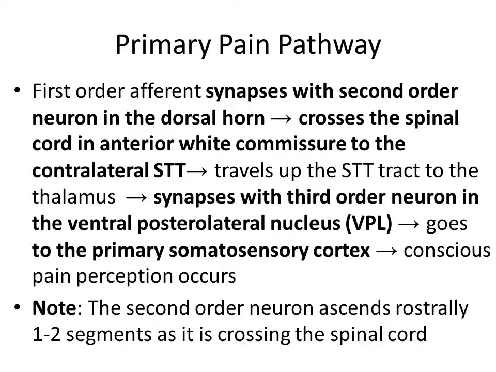The other thing I want to mention about the primary somatosensory cortex is that it is located in the parietal lobe. It is located on the postcentral gyrus. We have a groove that separates the parietal lobe from the frontal lobe, called the central sulcus. Immediately in front of the central sulcus is a gyrus. A sulcus is a groove, whereas a gyrus is a ridge.